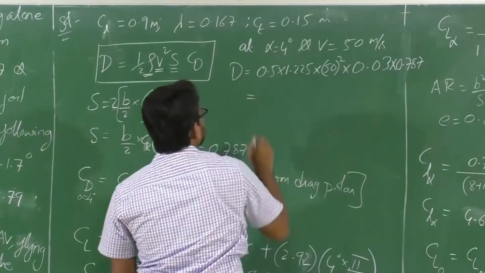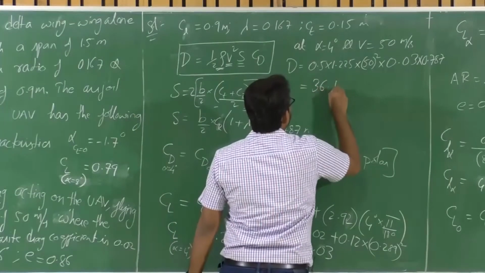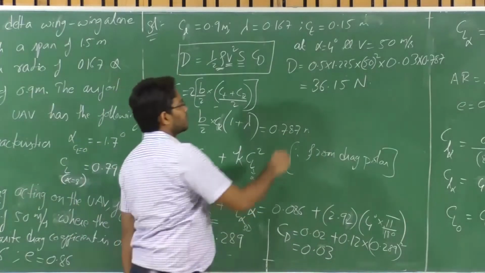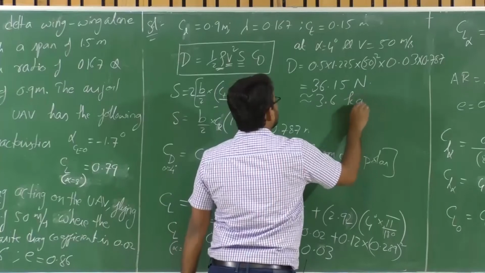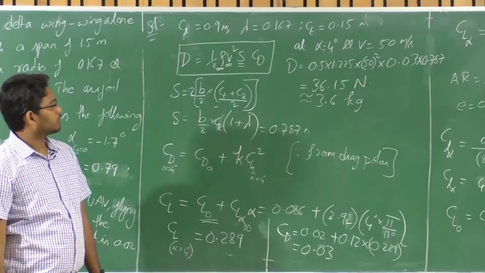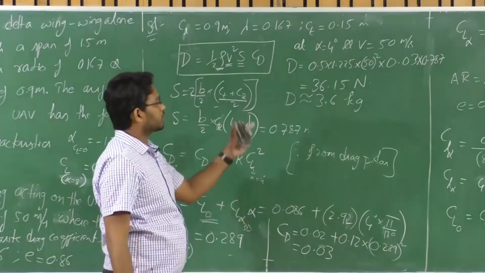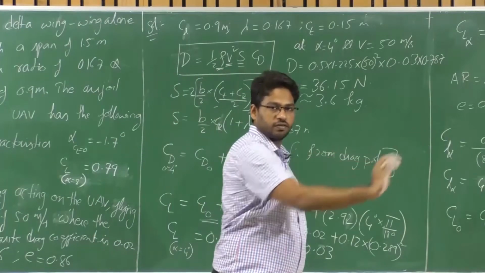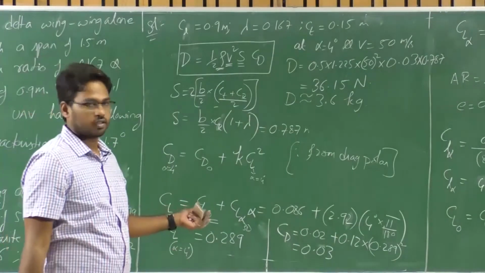So what is the value, Prabhajit? 36.15 newtons, right? So approximately I can say 3.6 kg or 3.7 kg. So this is the drag that is acting. Now if I have to move at 50 meters per second, to overcome this drag I need to give 3.6 kgs of forward force, which is thrust in our case, isn't it?